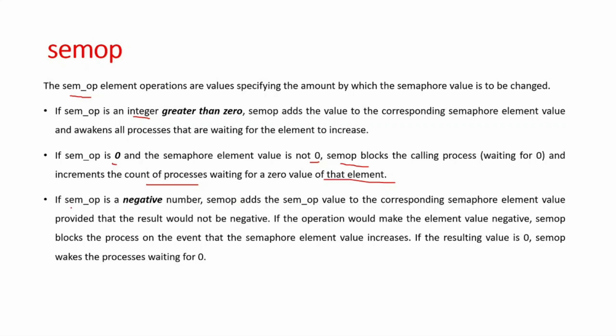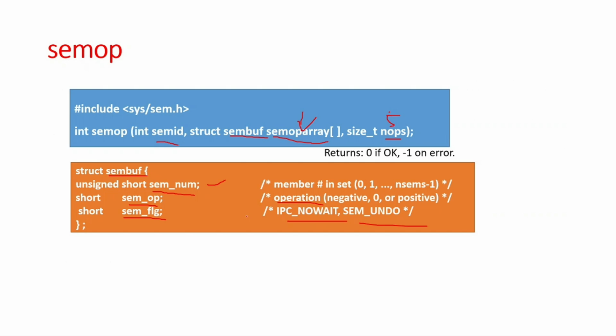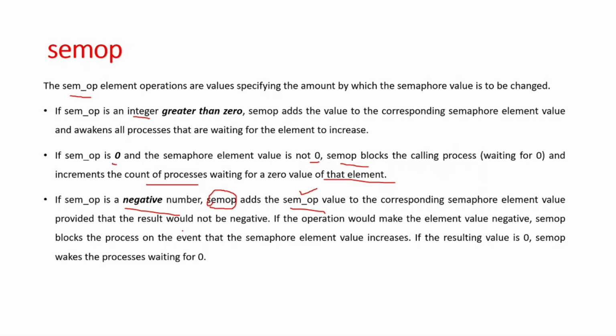And finally, the last possible value of sem_op is a negative number. If it is a negative number, semop adds the sem_op value. Don't get confused: semop is the function, and sem_op is the value present inside the structure. So when I talk about semop, I am talking about the function. When I talk about sem_op, I am talking about the value in the buffer that is passed as an argument to the function.